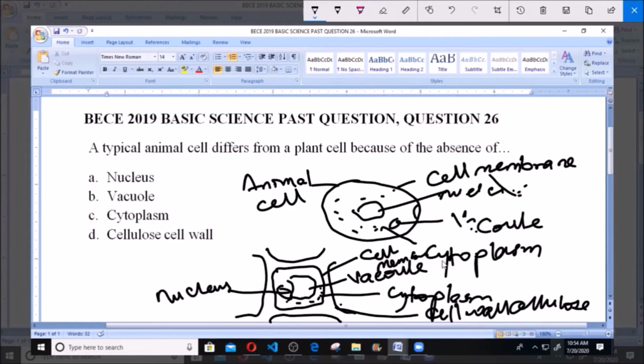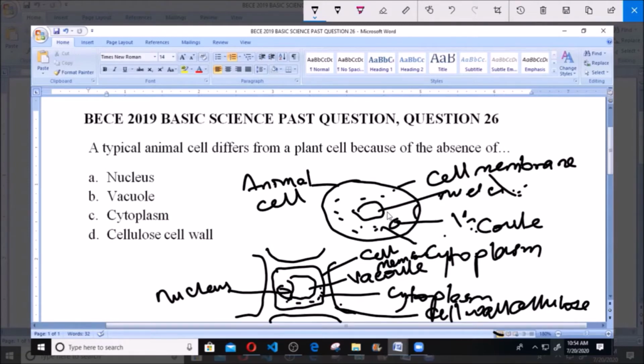Now you can see from this what happened. Cell membrane is common in both plant and animal cell. Your cytoplasm is common in both plant and animal cell. The nucleus is common in both, and the vacuole is common in both, although the vacuole in the plant cell is larger than that in the animal cell. But something is absent in the animal cell which is present in the plant cell, and that is the cellulose cell wall. This cellulose cell wall is actually important for the rigidity of plants. It gives them their rigid structure. But in animal cell, it is absent.